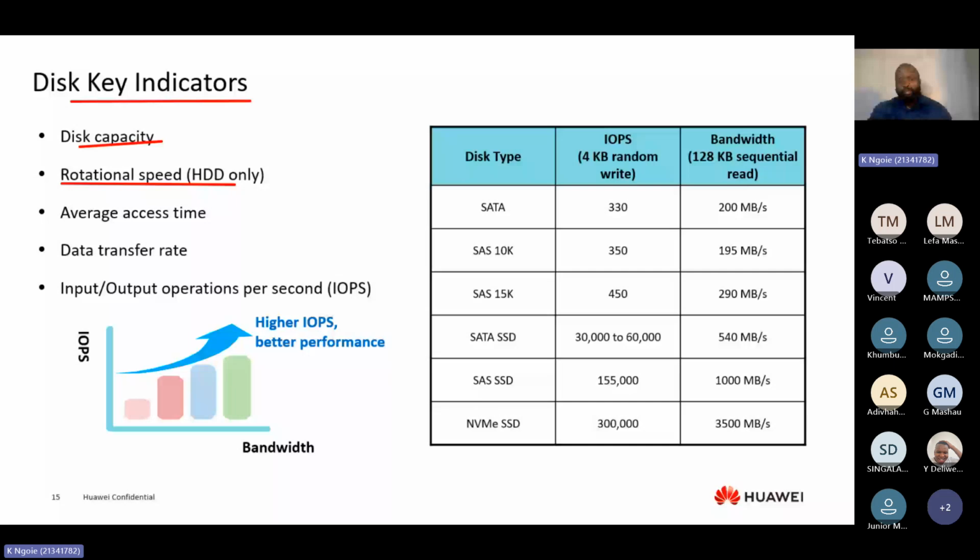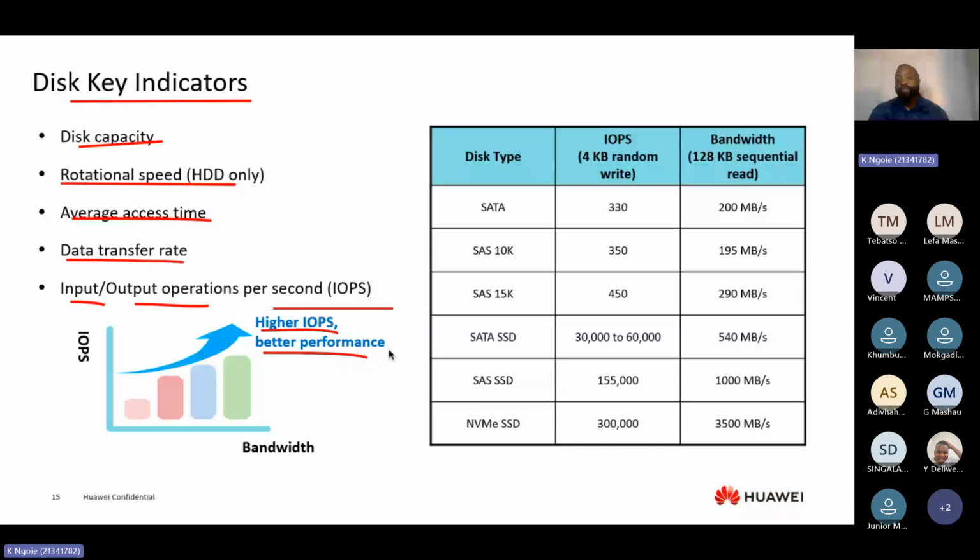And then you have the average access time for you to access your data. You have your data transfer rate, and then you have your input-output operations per second, otherwise referred to as IOPS. So the higher the IOPS, the better performance that you're going to have.